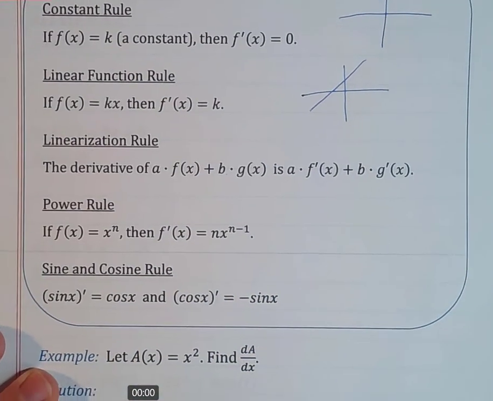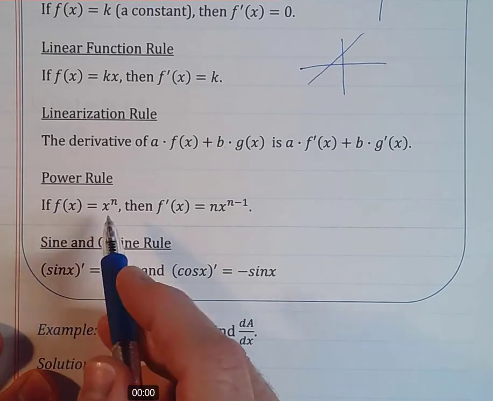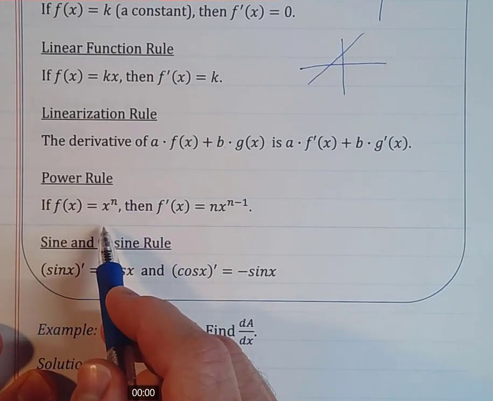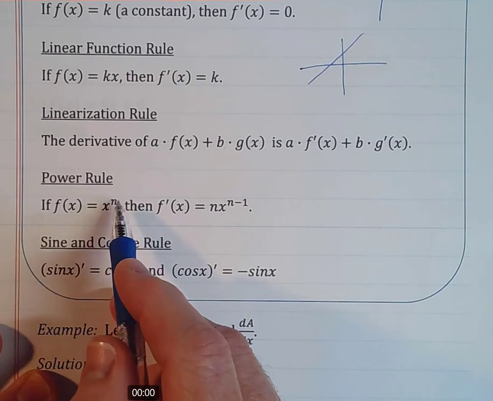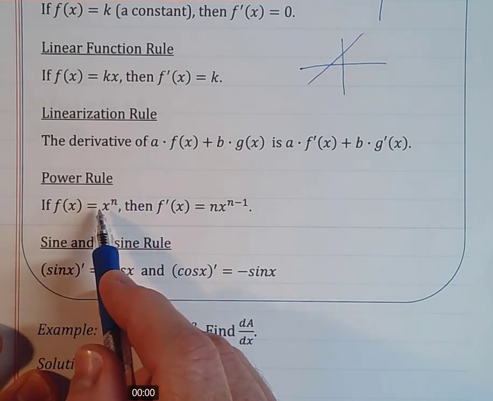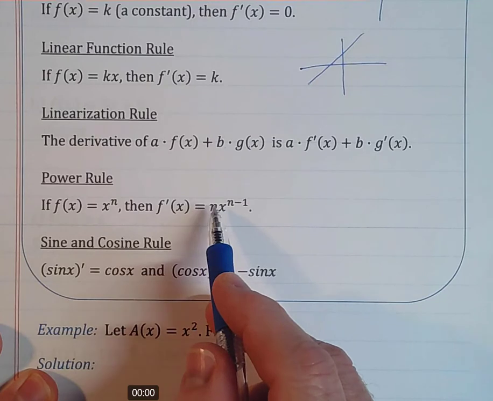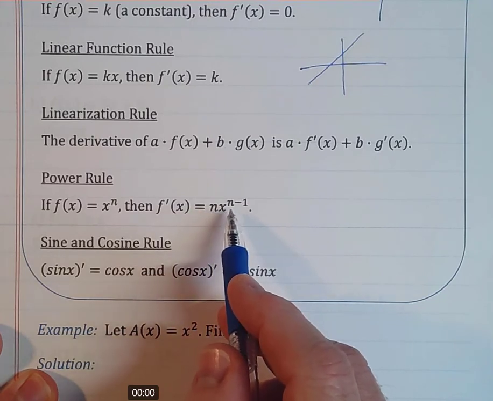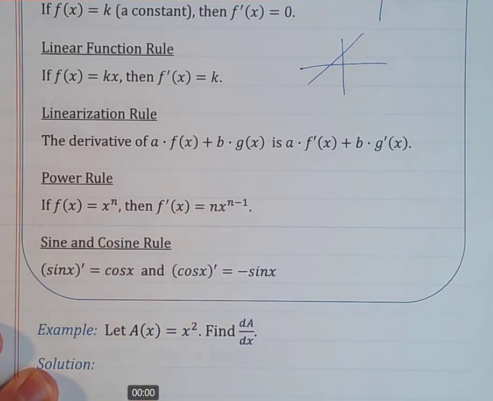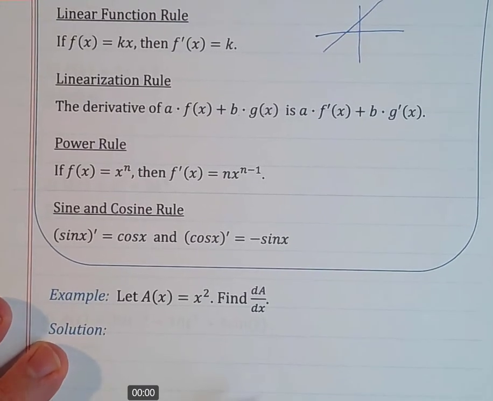The power rule. If we have a function in the form x to the nth power, then when we take the derivative, the exponent up here comes out in front and gets multiplied by this, and we subtract 1 from the exponent. So the derivative here is f prime of x equals n times x to the n minus 1. And then the sine and cosine rule.